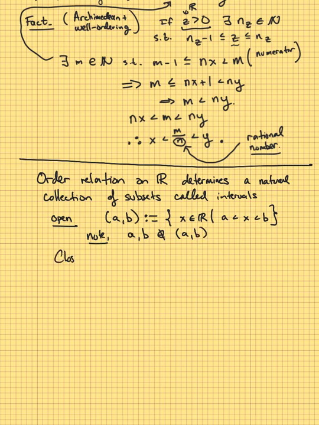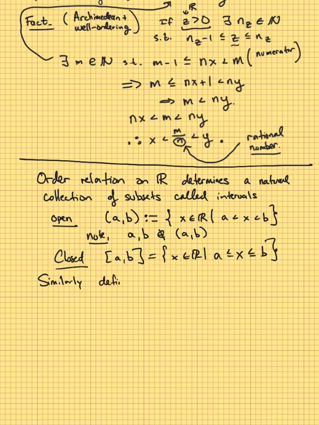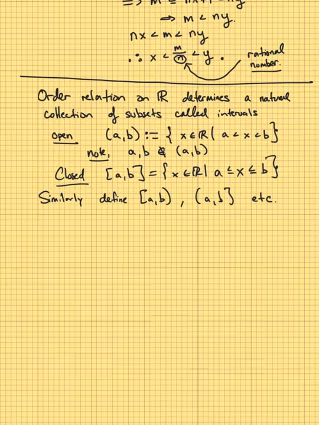And then there are closed intervals, where you take [a, b], and it's just the x in R where a is less than or equal to this element, and it's less than or equal to b. And then there are half-open intervals, similarly defined, [a, b), (a, b], etc. There are a couple of other intervals that naturally come about.